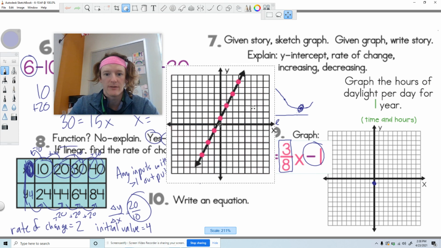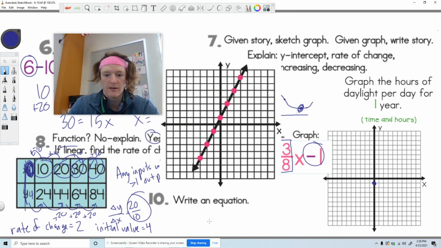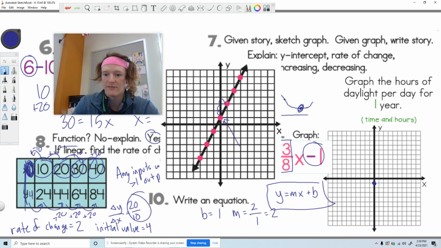And the last one, we need to write an equation for this one. What is our initial value? Our b, our starting value, looks like we start at 1. That's our y-intercept. And our slope, we go up 1, 2, up 2 over 1, in other words, 2. So we're going to write this in the form y equals mx plus b. Write this equation, but instead of m and b, use these two numbers.